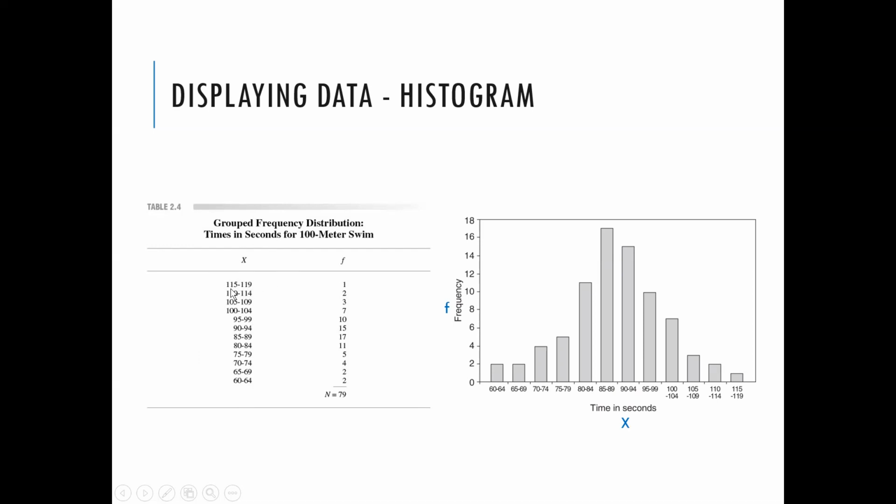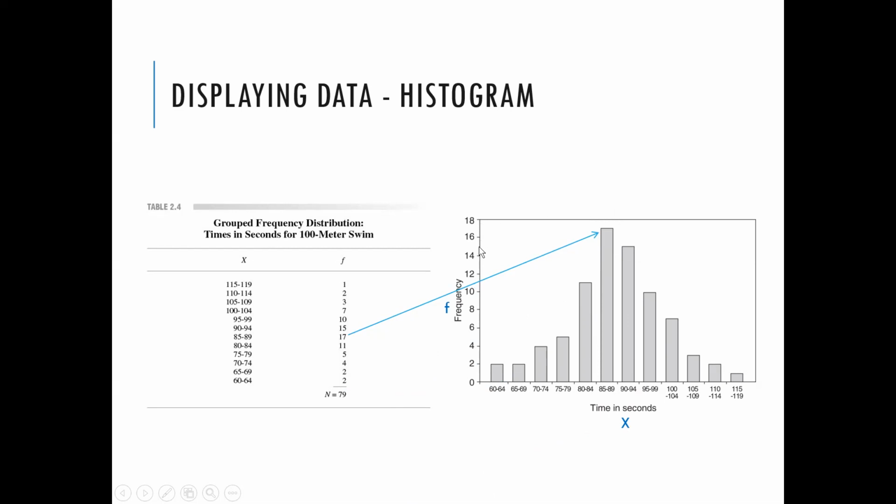And then within each class or category, we also have in the second column the number of individuals that fall within that category. So for example, within the class 85 to 89 seconds, we had 17 individuals complete that swim. So they fall within that category. And then that corresponds to the bar here on the histogram.